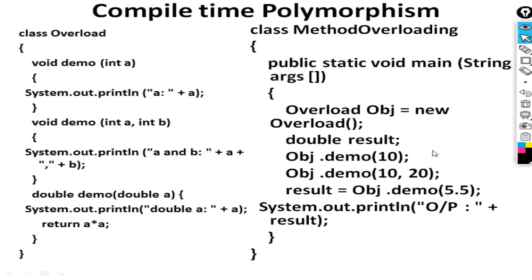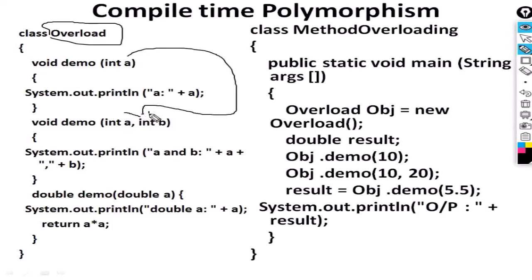So the next one is compile time polymorphism. Compile time polymorphism is called static polymorphism. Here we are having a void demo. If you consider this particular class, within this class we have two methods. One method has a single argument, and the other has two arguments.